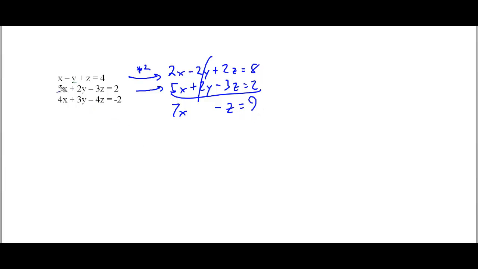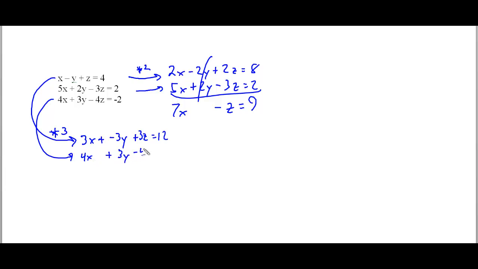So I've just got to pick another pair. I'll pick the top line, multiply it by 3, since the bottom line already has a 3y. So the top line becomes 3x. Shoot, I just wrote a plus, but okay, plus negative 3y plus 3z equals 12. And then down below, we're going to go 4x plus 3y minus 4z equals negative 2. So this is going to be like that. All right, so those simplify.